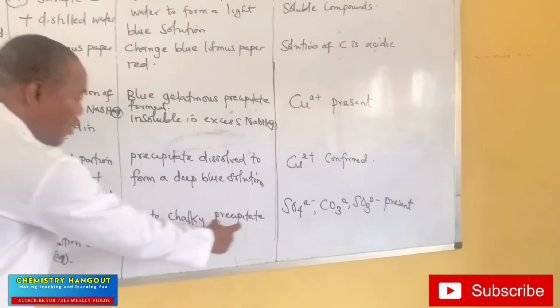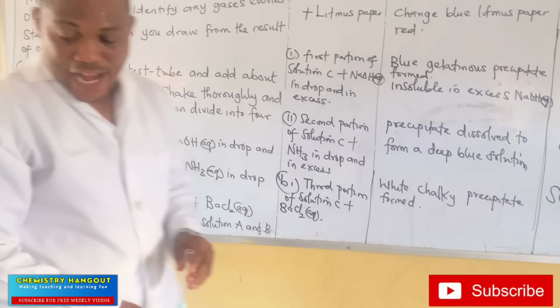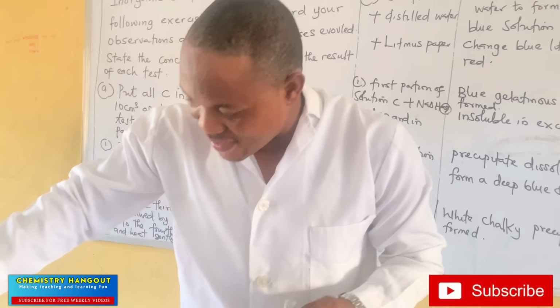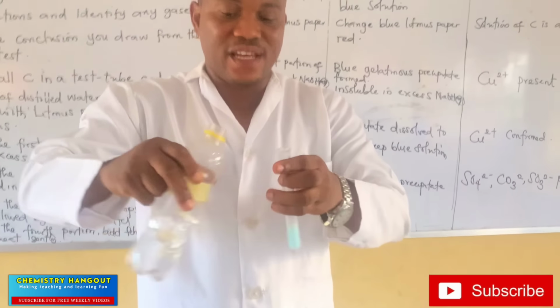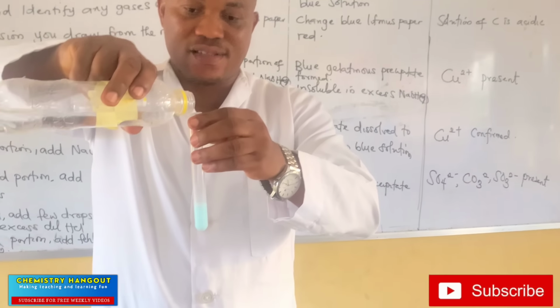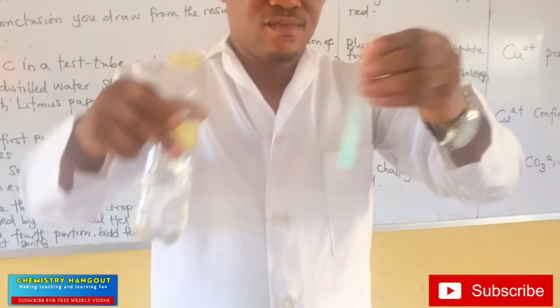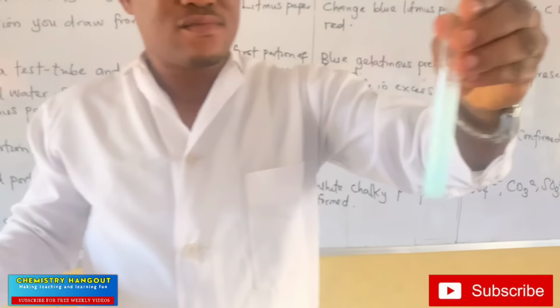So that's the third portion of solution C plus barium chloride. You now add excess dilute HCl. I have already prepared the HCl, did you see that? So let's add it in excess now. In excess. Did you see?